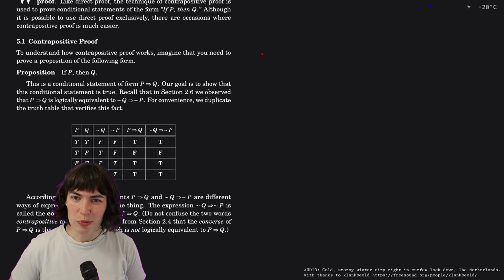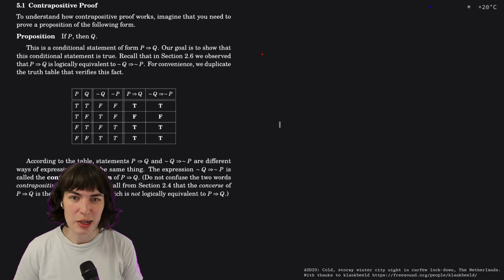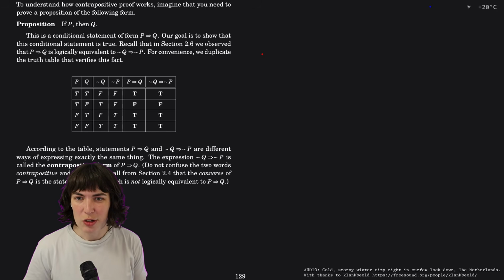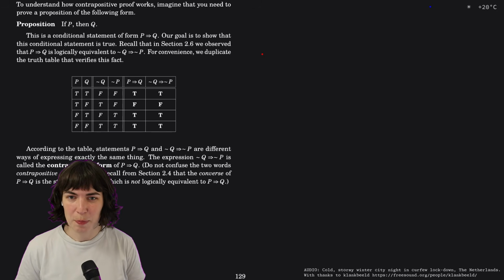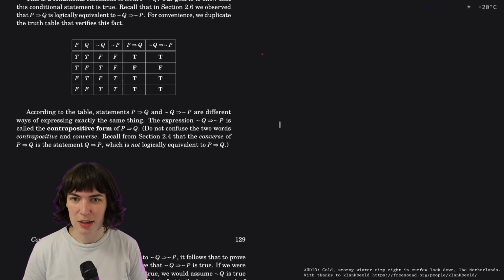To understand how contrapositive proof works, imagine that you need to prove a proposition of the following form. If P, then Q. This is a conditional statement of the form if P, then Q, or P implies Q. Our goal is to show that this conditional statement is true. Recall that in section 2.6 we observed that P implies Q is logically equivalent to not Q implies not P. For convenience, we duplicate the truth table that verifies this fact. And so we do.